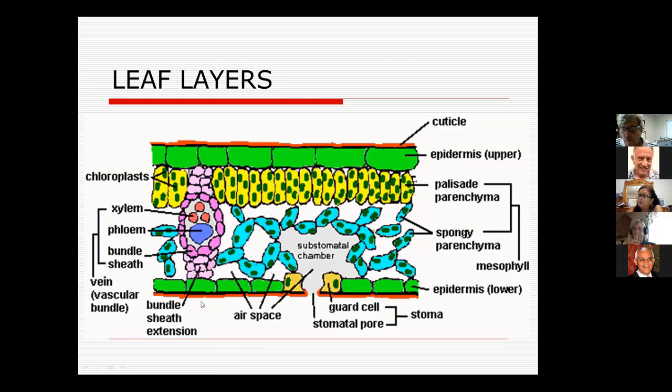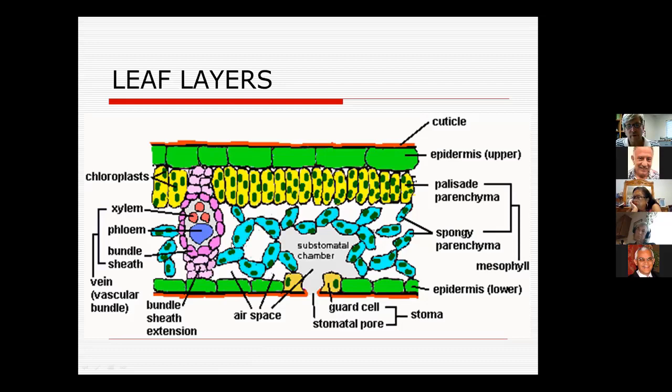Within the leaf, we have veins. Some of them are very thick, some of them are smaller. This is a cross section of that vein coming through. You have the smaller xylem cells and you have larger phloem cells.